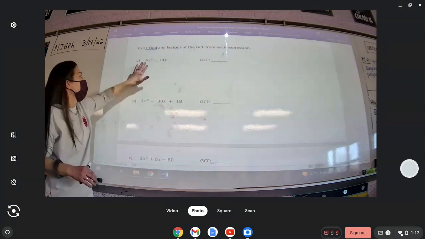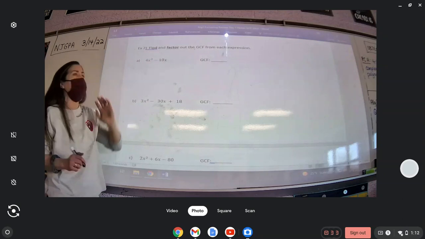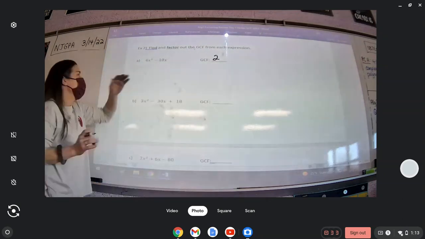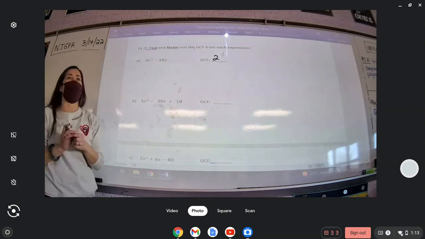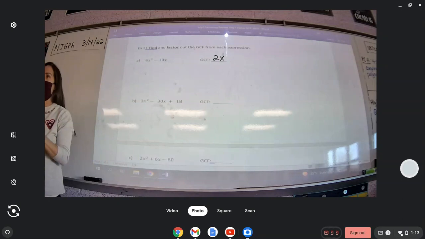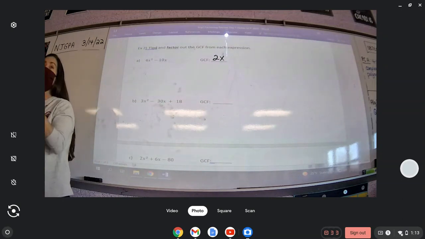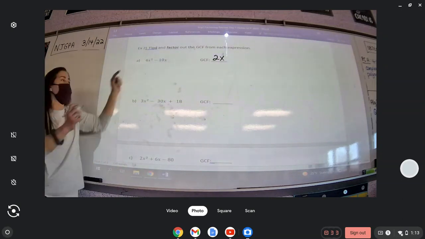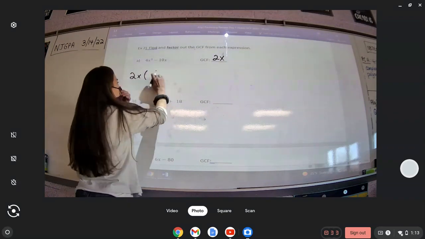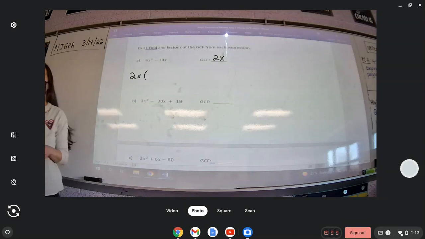All right, so GCF. Let's do our number first. What's the greatest common factor of a 4 and a 10? 2. And then let's do our x's. What is the GCF of an x squared and an x? 1x. So your GCF is 2x. That is the first piece we're going to break this expression into. So we're going to say 2x times what other expression equals this expression.